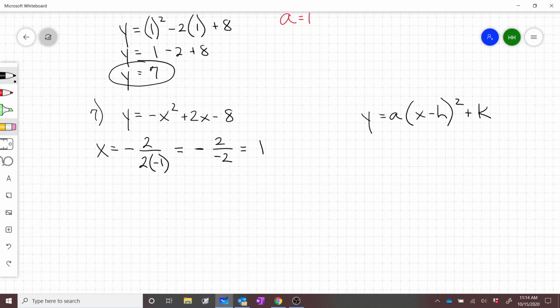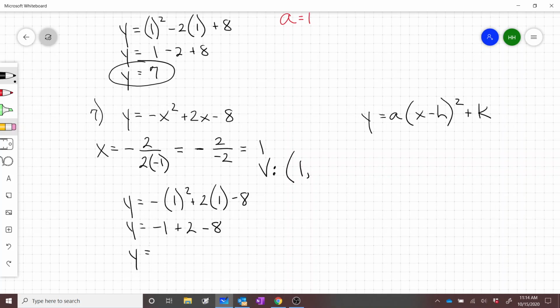So our x at the vertex is 1, and our y at the vertex is going to be the opposite of 1 squared plus 2 times 1 minus 8. So y at the vertex equals negative 1 plus 2 minus 8. Negative 7.